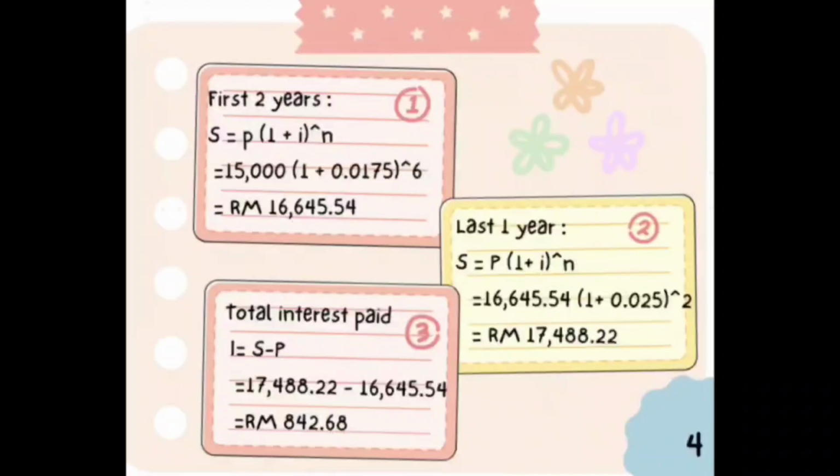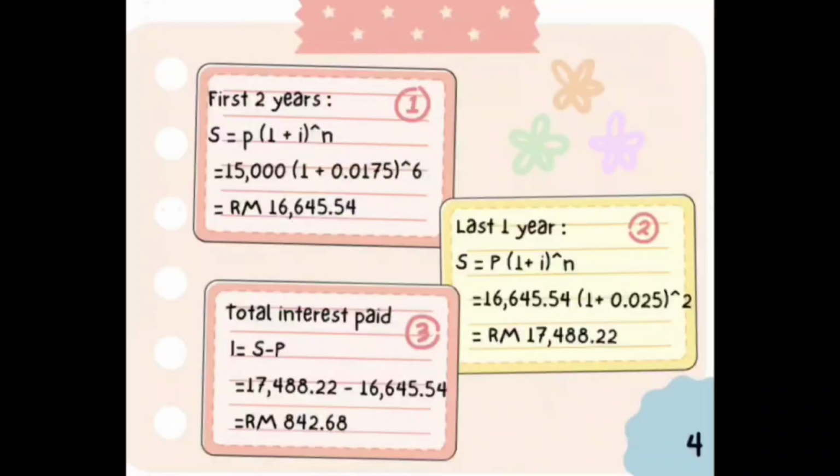The next step, which is the second step, is we need to calculate for the last 1 year. We're still using the same formula, but we'll change the P into the new figure that we got from the first step, which is 16,645 ringgit and 54 cent. And in bracket, 1 plus 0.025 close bracket power with 2, and we got 17,488 ringgit and 22 cent.